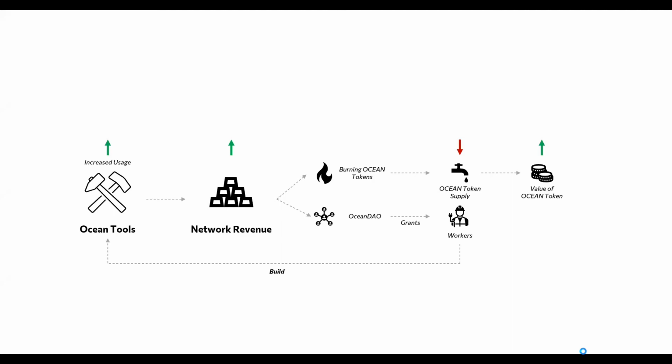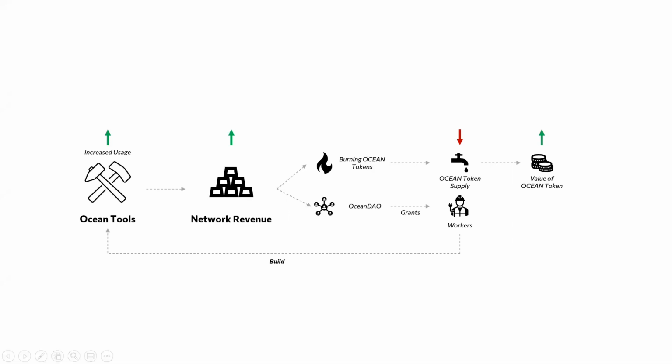Now, the way the value accrual of the token works is that if the Ocean tools see increased usage, so if people build more services on top of the Ocean protocol network, that means you get more network revenue.